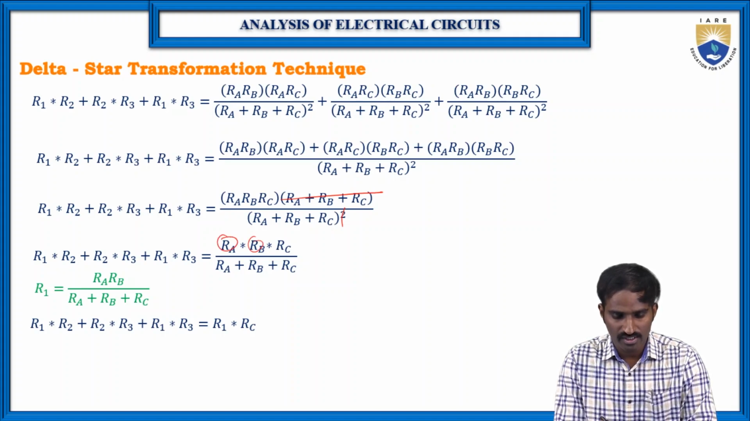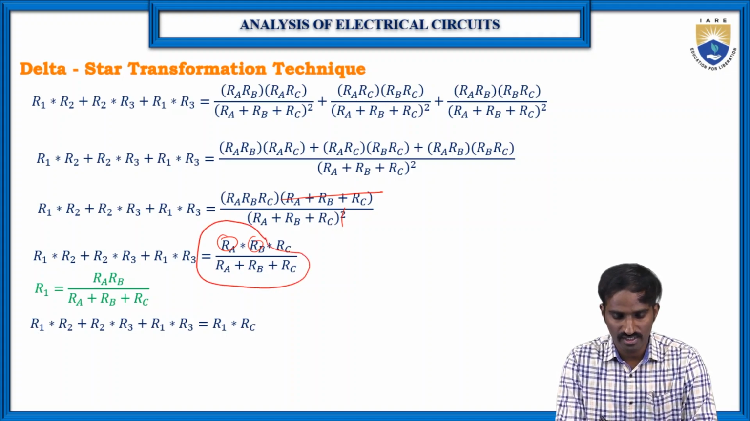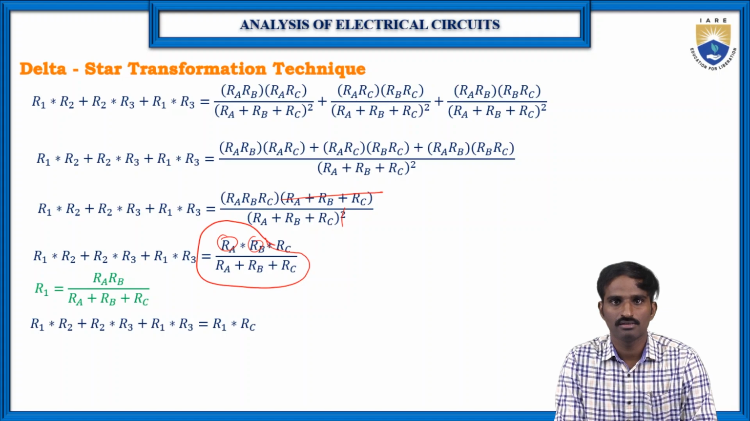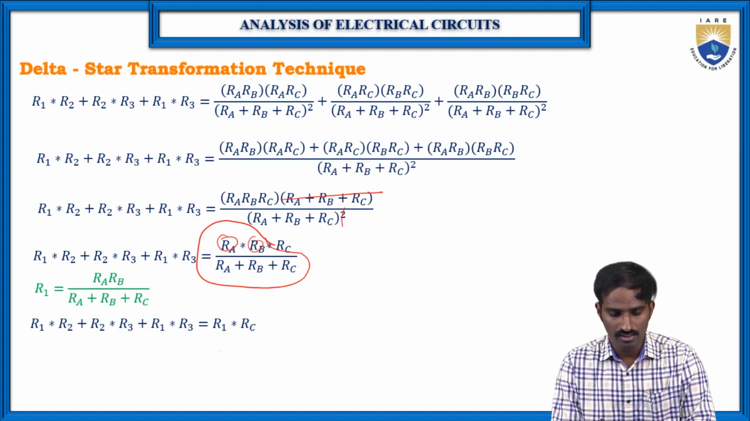Then here, RA and RB by RA plus RB plus RC, so this part we can replace with R1. This part we can replace with R1. So then the left hand side terms are the same, R1 R2 plus R2 R3 plus R1 R3 equals this R1 plus RC. Here this term is replaced by R1 and RC is as it is, right?